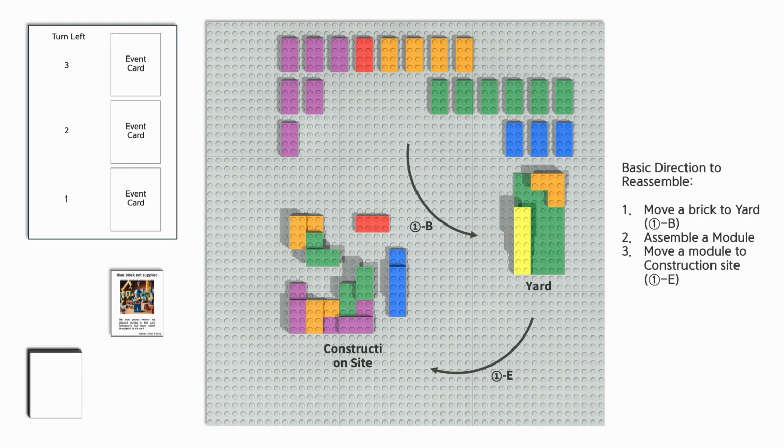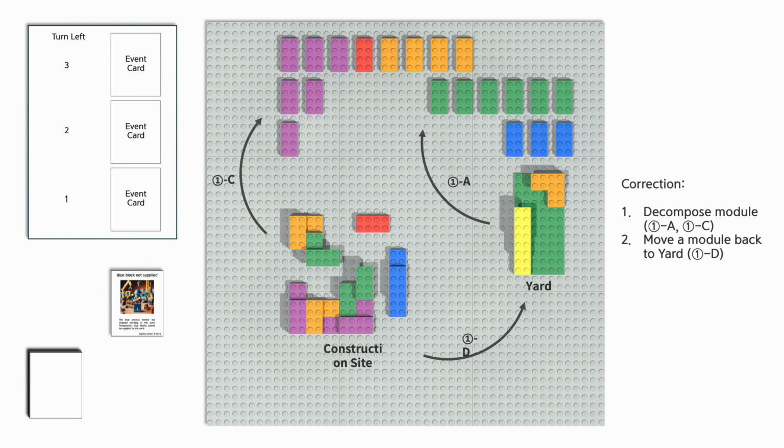Basically, to assemble a model, you need to move bricks to the yard to create models and then move those models to the construction site. If you do not make a complete model in the yard, you cannot transport it into the construction site and assemble it. For example, it takes at least 4 turns to complete a yellow module and move it to the construction site.